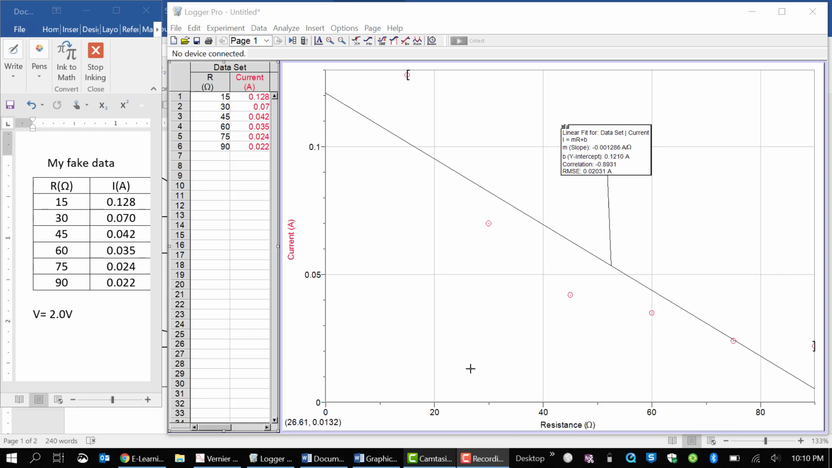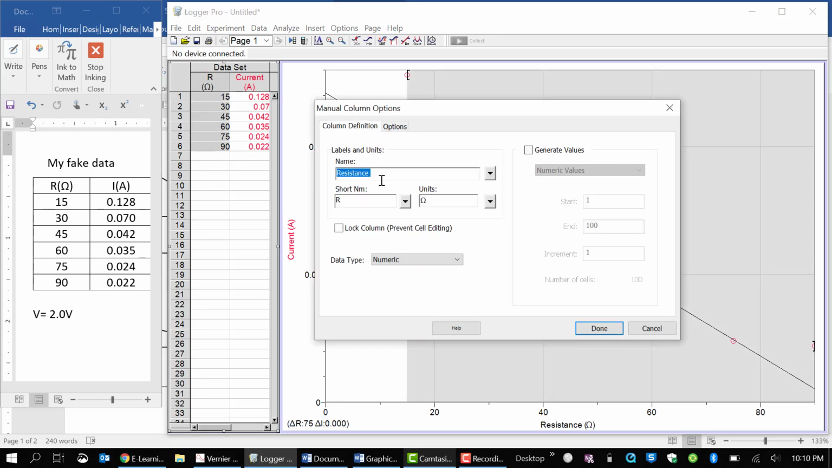You do want to make sure that you've titled your column headings here, and knowing all of you the way I do, I'm guessing that many of you haven't. So over here on your X variable, your independent variable, I want you to double click on the top, and you're going to put the name down, which is resistance. And then the short name is the variable that would be used in the mathematical model. So that's going to be capital letter R for the short name. And the units are ohms.